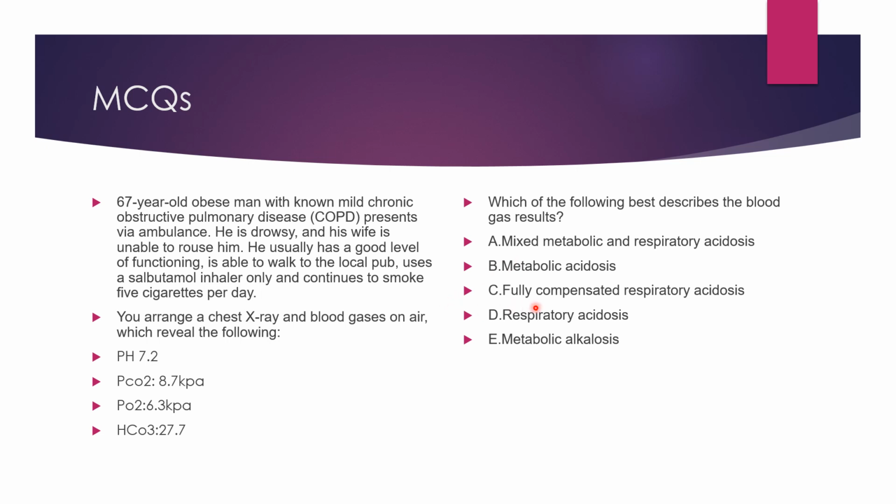Fully compensated respiratory acidosis is when the pH becomes normal, but here the pH is acidotic, so it is not compensated yet. And due to high PCO2, there is evidence of respiratory acidosis. So this can be the correct option. Metabolic alkalosis is when the bicarbonate is higher, so this is not the case here. The correct option is respiratory acidosis.